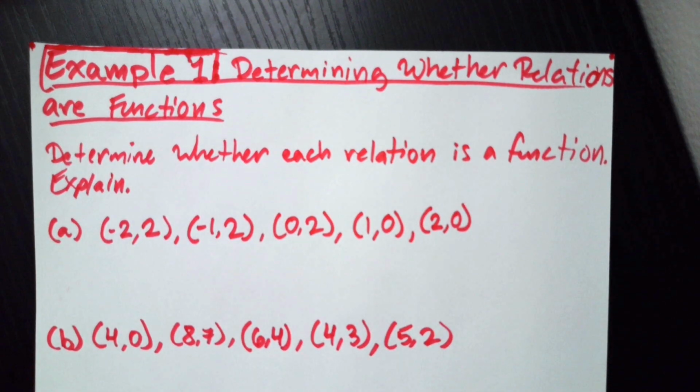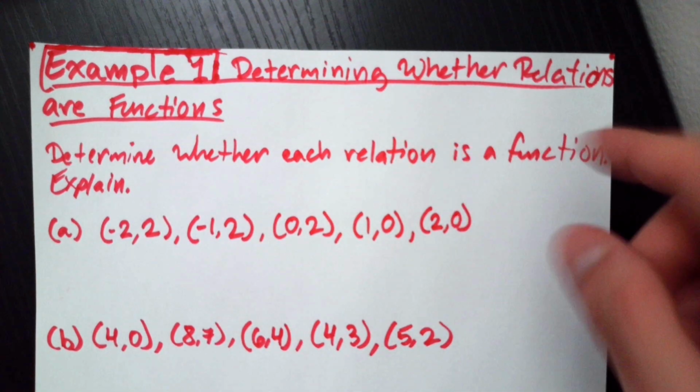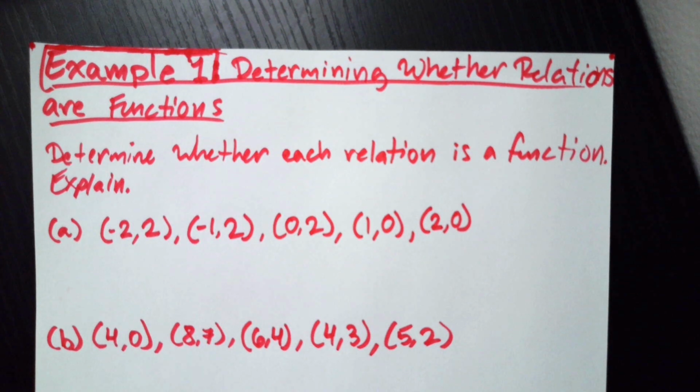Alright, so example 1 from the notes deals with determining whether relations are functions. So in order to do that, we have to check whether each input maps to exactly one output. And we have to remember, functions can only have one input to one output. If my input repeats and gives me a different output, we can no longer have a function. So we're going to look at a few different types of examples of what we can see as relations.